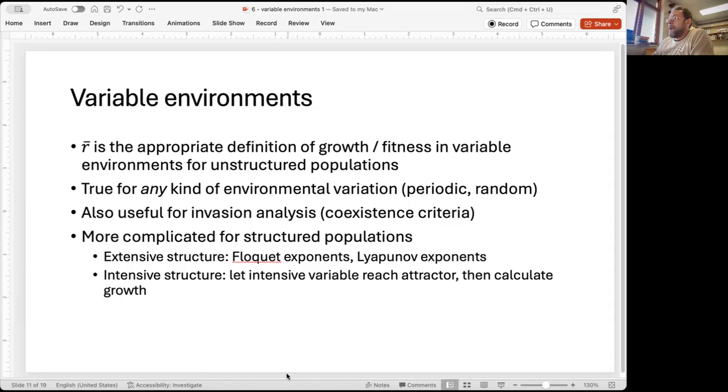So, all right, this is part one, my short warm-up preamble here. Any questions on how to calculate growth or fitness in variable environments?